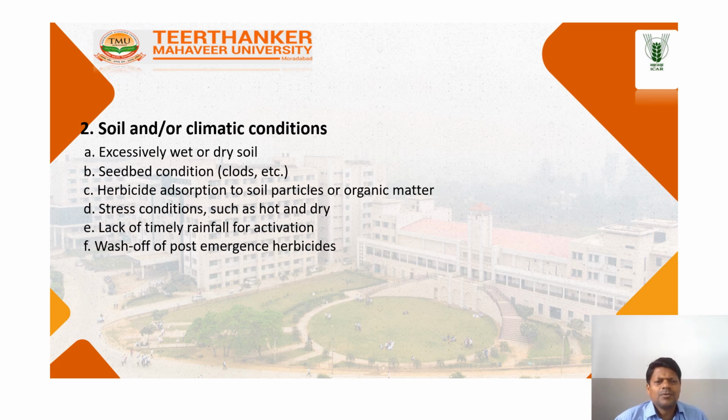Soil and climatic conditions. Next, soil and climatic conditions: severely wet or dry soil, seedbed conditions, clods, herbicide absorption to soil particles or organic matter, stress conditions such as hot and dry weather, and lack of timely rainfall for the activation of post-emergence herbicide. So these points are also responsible for herbicide failure, and you can blame these points as well, not only herbicide resistance.